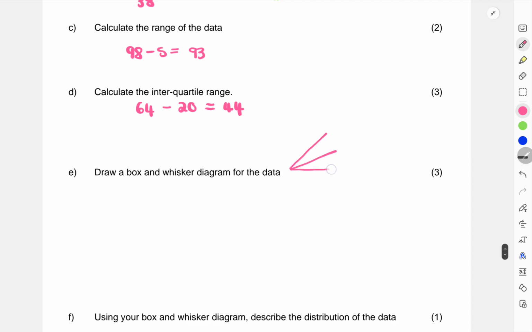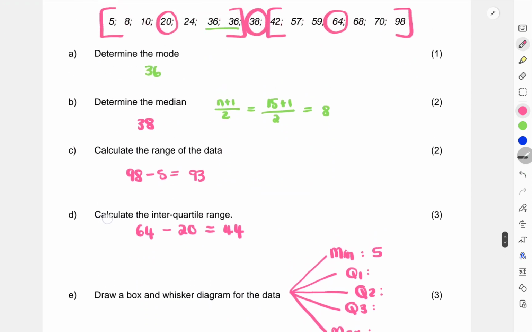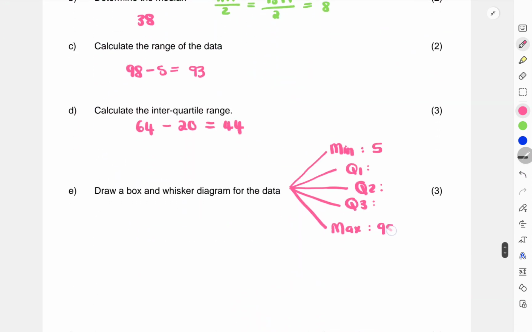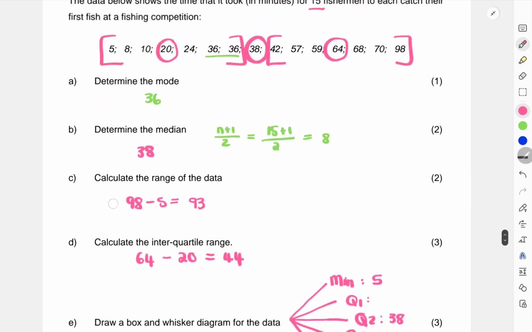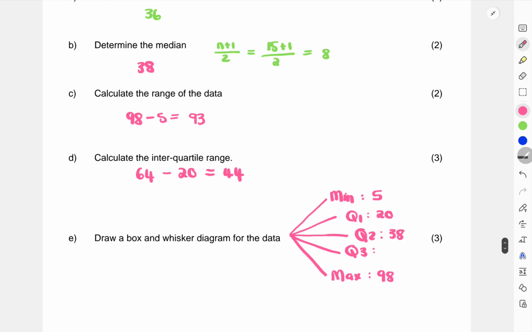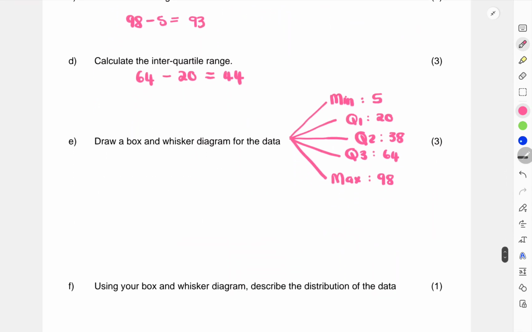Again, we're going to have our 5-number summary that's going to help us: the minimum, the maximum, quartile 1, quartile 3, and the median, which can also be referred to as quartile 2. So the minimum is 5, the maximum is 98, the median is 38, the lower quartile is 20 and the upper quartile is 64. So we have to range it from 5 to 98.